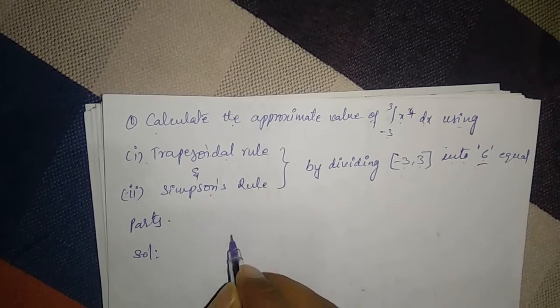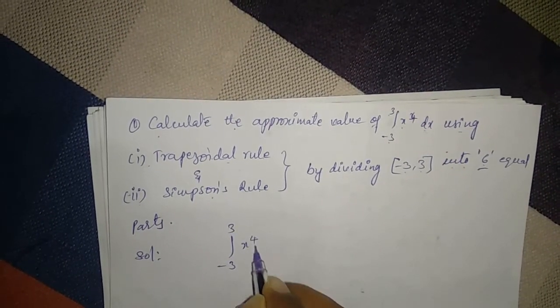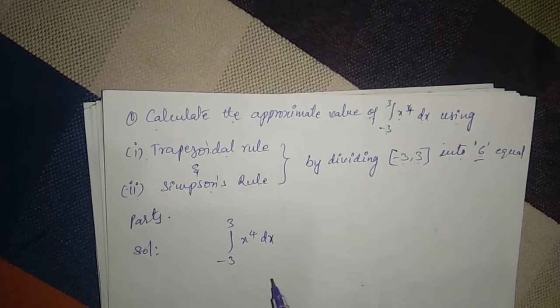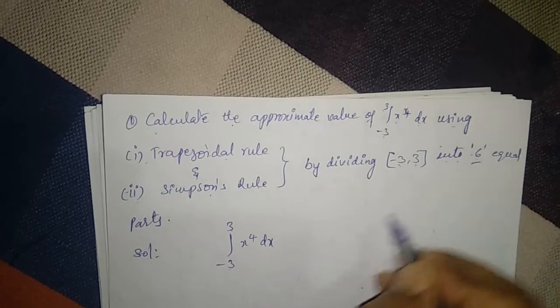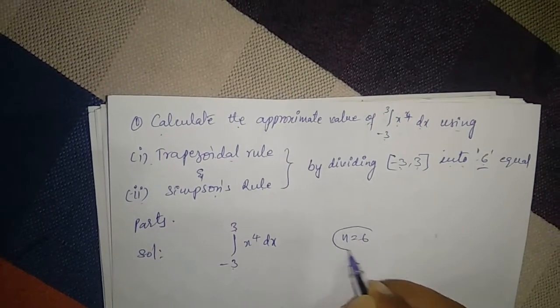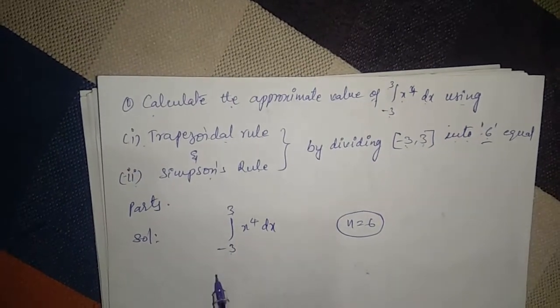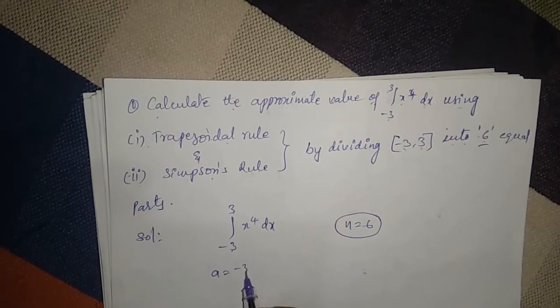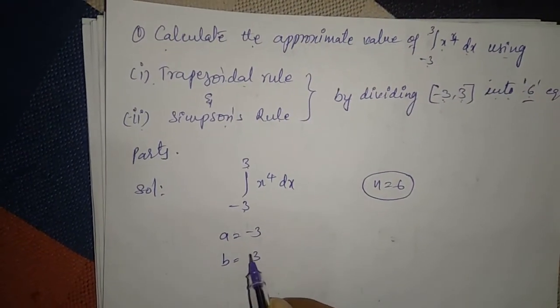given data, that is the integral from minus 3 to 3 of x to the power 4 dx, and these are the limits, negative value to positive value, and equal parts n is equal to 6. This is n, the number of intervals. Now assume the lower limit is minus 3, that is a, and the upper limit is 3, that is b.